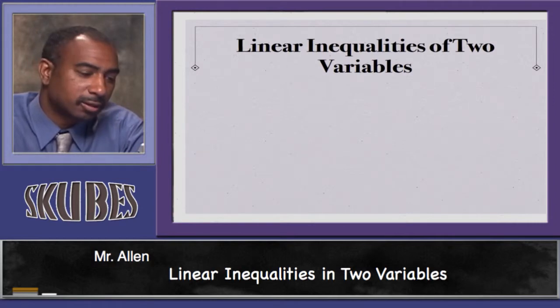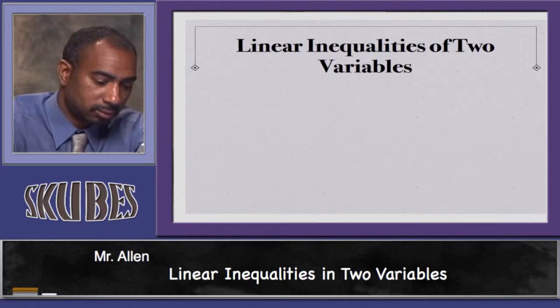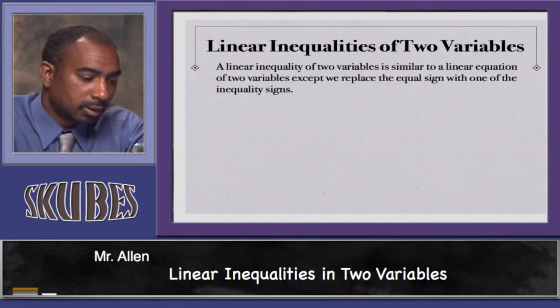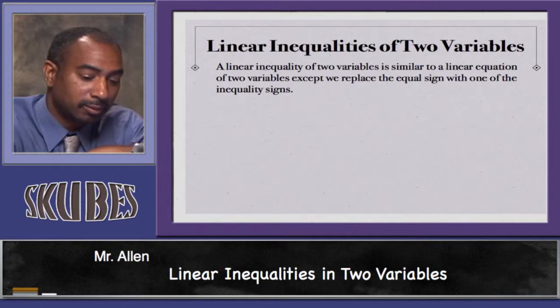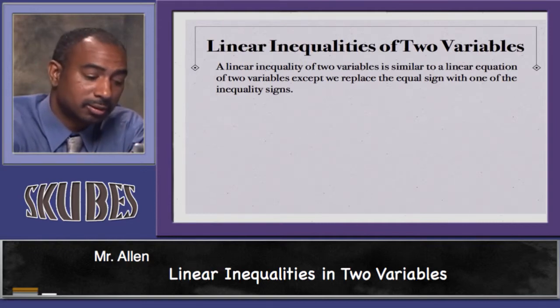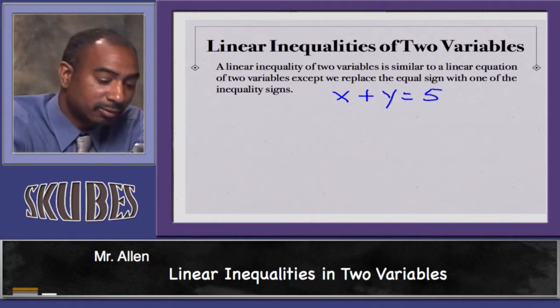All right, today's lesson is on linear inequalities of two variables. A linear inequality of two variables is similar to a linear equation of two variables, except we replace the equal sign with one of the inequality signs. For example, we had x plus y equals 5 as a linear equation. But I can write that four ways when it comes to inequalities.